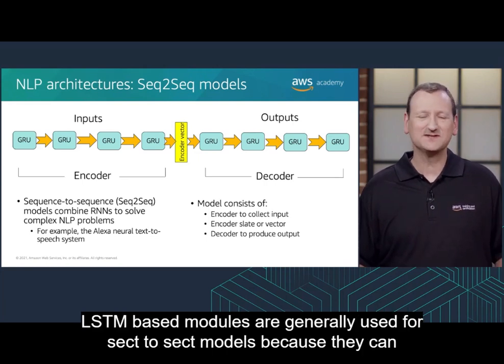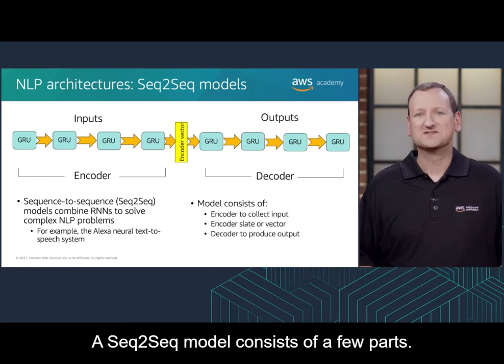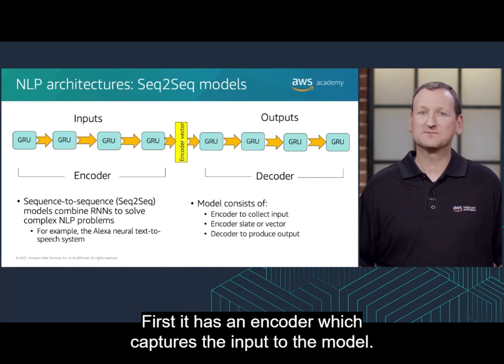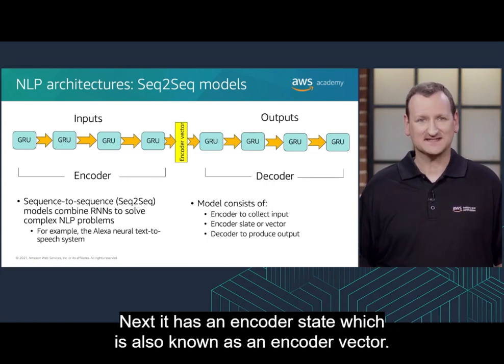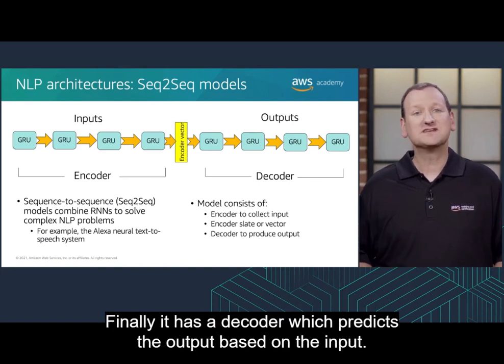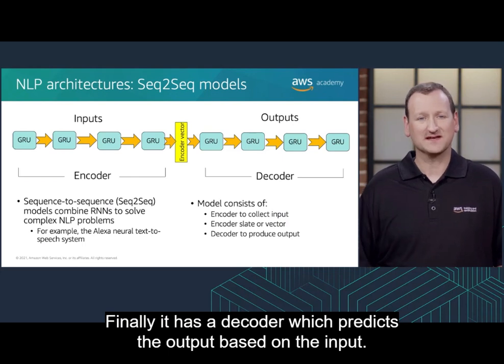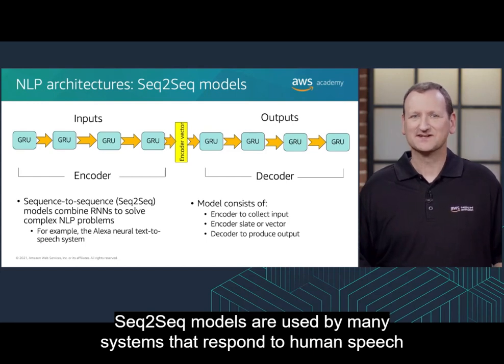LSTM-based modules are generally used for seq-to-seq models because they can give meaning to the sequence, while remembering the parts that are important. A seq-to-seq model consists of a few parts. First, it has an encoder, which captures the input to the model. The encoder is made up of either LSTM or GRU cells. Next, it has an encoder state, which is also known as an encoder vector. This calculates the value for the nodes in the hidden layer. Finally, it has a decoder, which predicts the output based on the input. Seq-to-seq models are used by many systems that respond to human speech, such as Amazon Alexa.